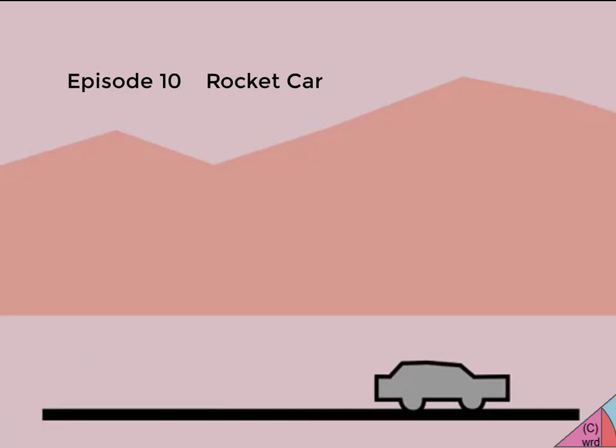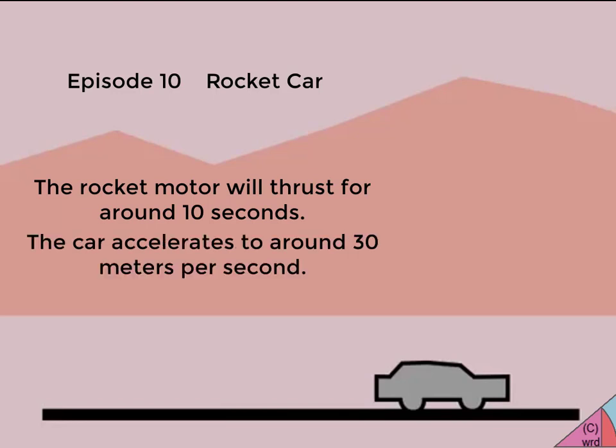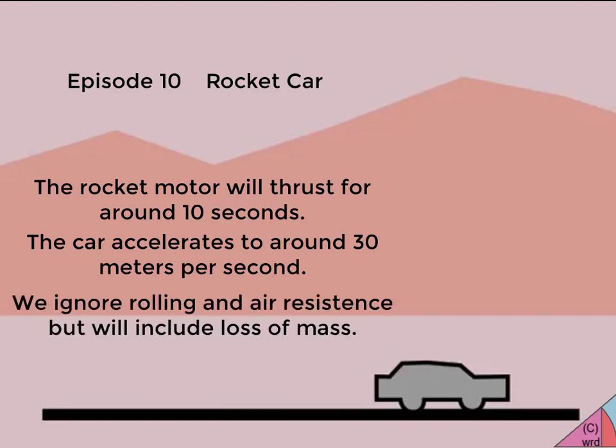Welcome to Episode 10, Rocket Car. Here we use our software to enhance basic physics. Our little rocket car holds one crouched person and thrusts for around 10 seconds. It accelerates from a standing start to around 30 meters per second. We will ignore rolling resistance and air resistance for this episode.